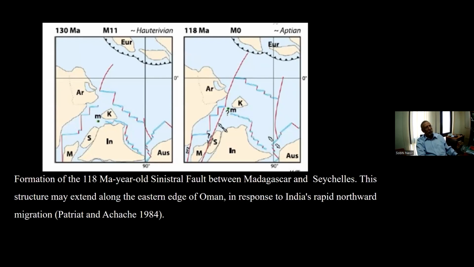If we go to the age between 130 million to 118, we'll find that before 118 million years, these sinistral faults between Madagascar and Seychelles started. And these structures may extend along the eastern edge of Oman in response to India's rapid northward movement. So we start having these sinistral faults before 118 million years.